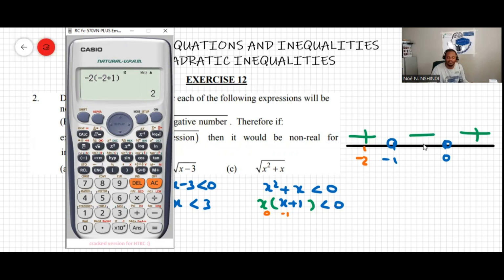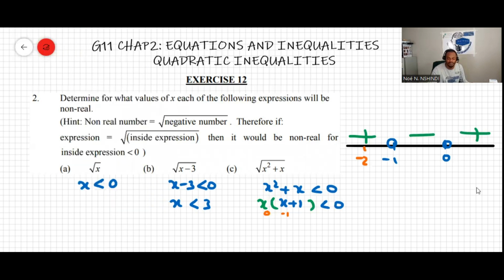Now over here also, I pick a value between -1 and 0, like -1/2, or -0.5. And then there also I'll select the value -0.5 and hit equals: -1/4. So it means for any value between -1 and 0, the answer will always be negative. Same also over there, the answer will always be positive.